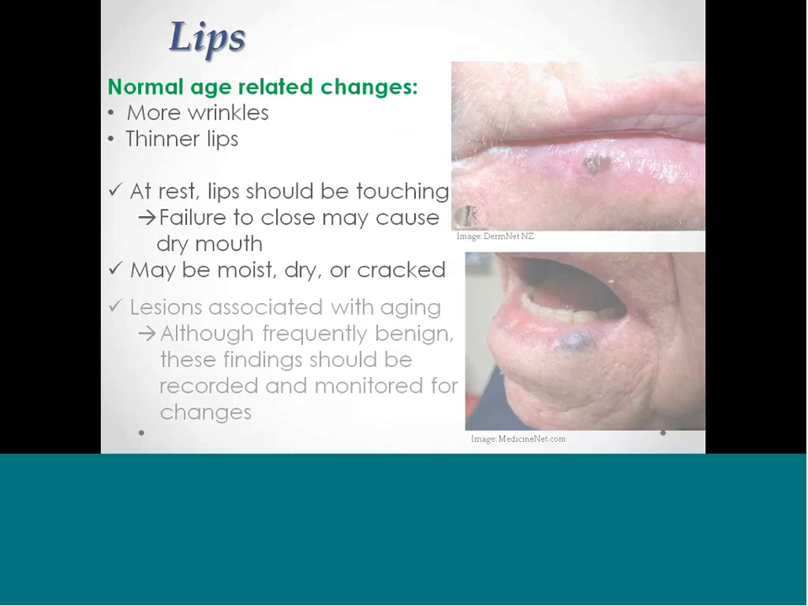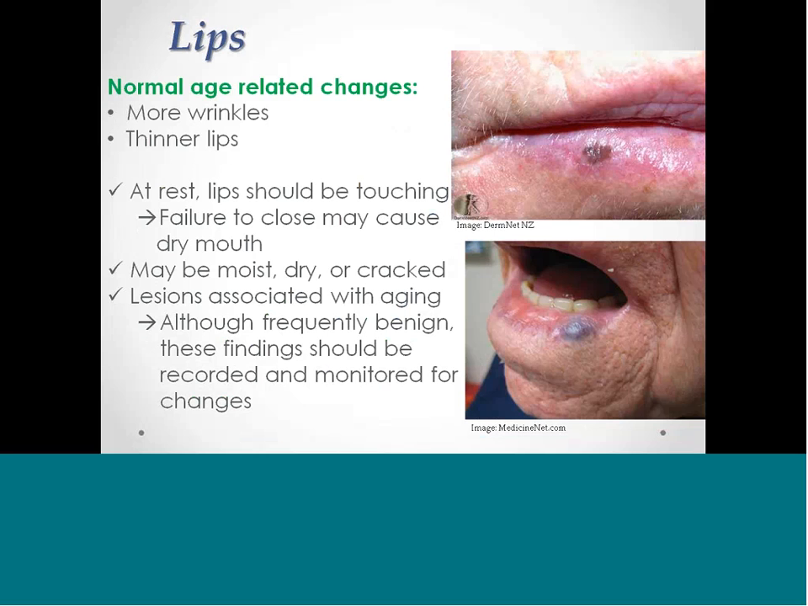Close attention must be paid to any lesion that presents on the lips. Some lesions, often seen in an elderly person, include freckles or sunspots that appear as dark, flat lesions, and vascular lesions resulting from dilated blood vessels.